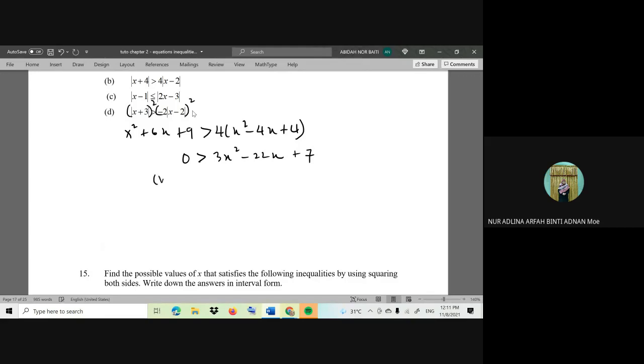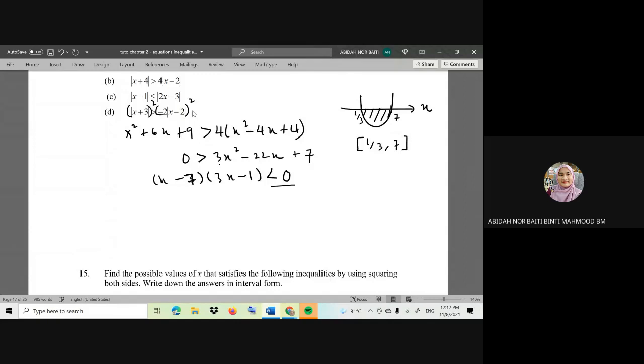X minus 7, 3x minus 1, less 0. Okay, quadratic inequalities. Your A is positive, so we use opens upward graph ya. So this is less ya, less 0. Less 0 kat bawah ni lah. So here is 1 over 3, 7.